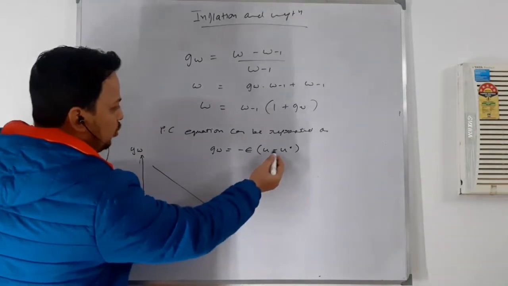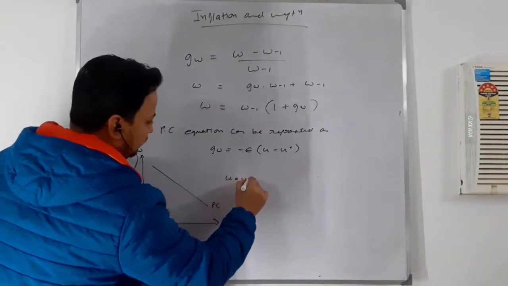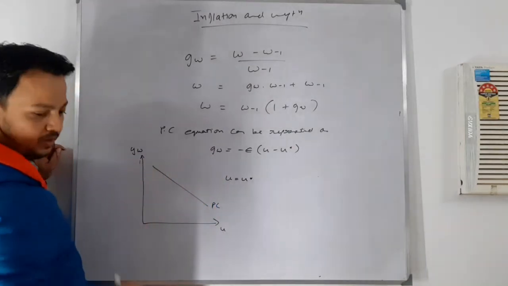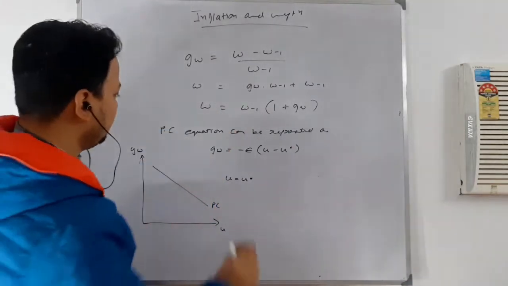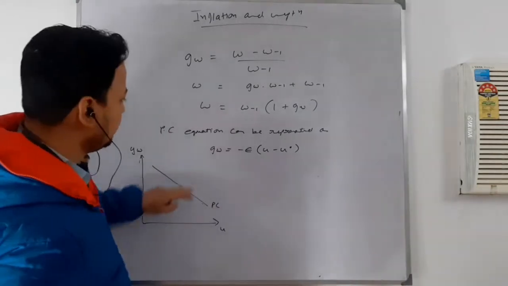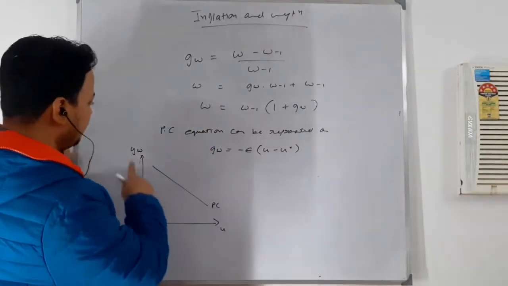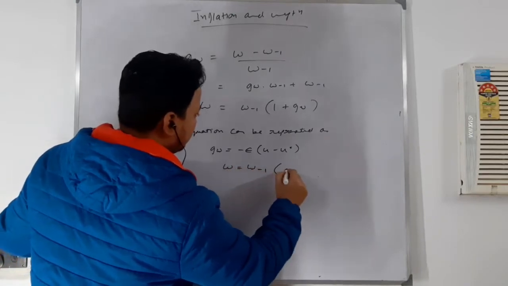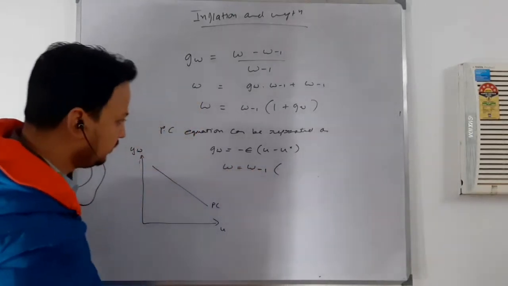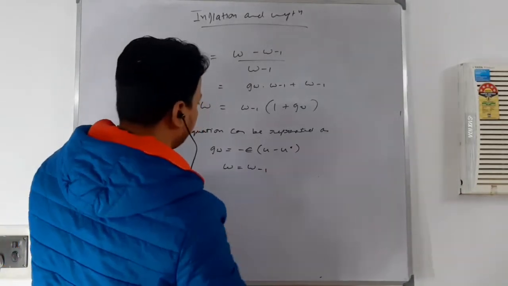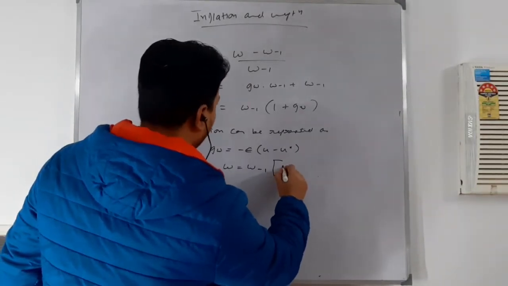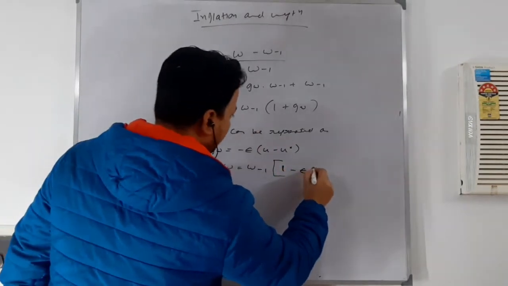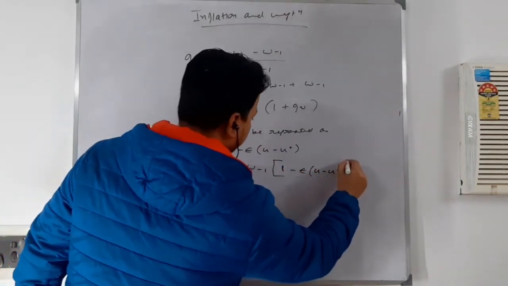When u equals u star, then what will happen? Wait, I have to substitute this equation here. Let me substitute this one. This equation I will substitute here, then I will be doing it. Wage equals previous year wage, then you will be having 1, here you have a minus sign, plus minus epsilon times u minus u star.